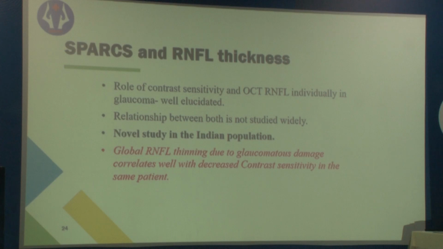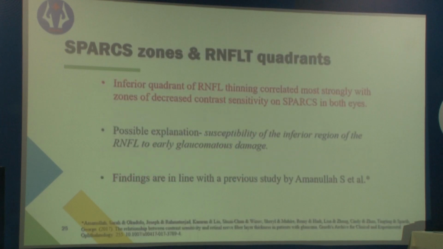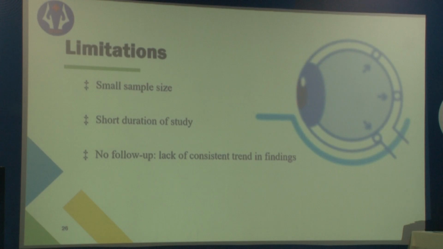In our study, we found that the global RNFL thinning due to glaucomatous damage correlated very well with the decreased contrast sensitivity in the same patient. We also found that the inferior quadrant of the RNFL thinning correlated more strongly with zones of decreased contrast sensitivity in Spark in both eyes, probably due to the susceptibility of the inferior region of the RNFL to early glaucomatous damage. Our findings are in line with the previous study by Amanullah et al. at a different institute. Limitations were small sample size and short duration of the study. However, the biggest limitation was lack of follow-up, which resulted in a lack of consistent trend in findings.